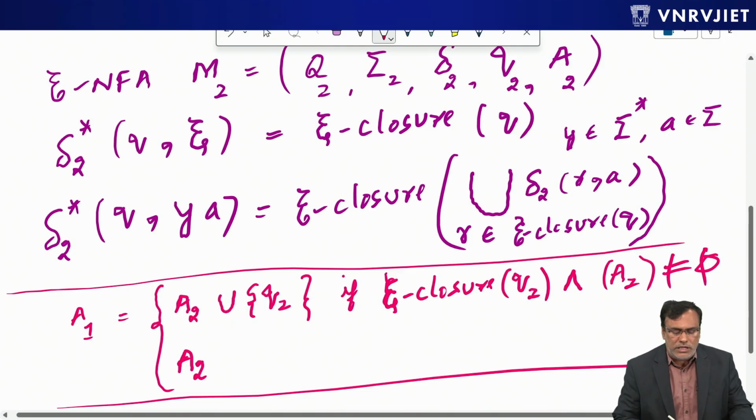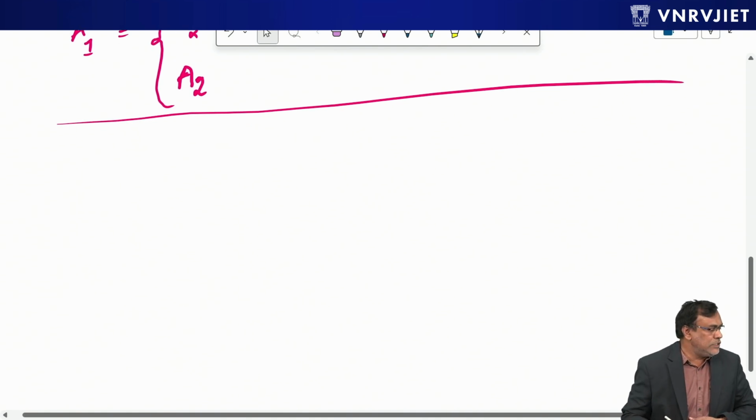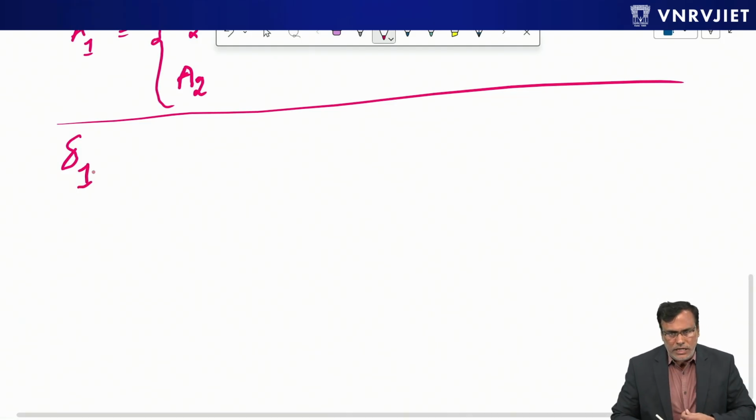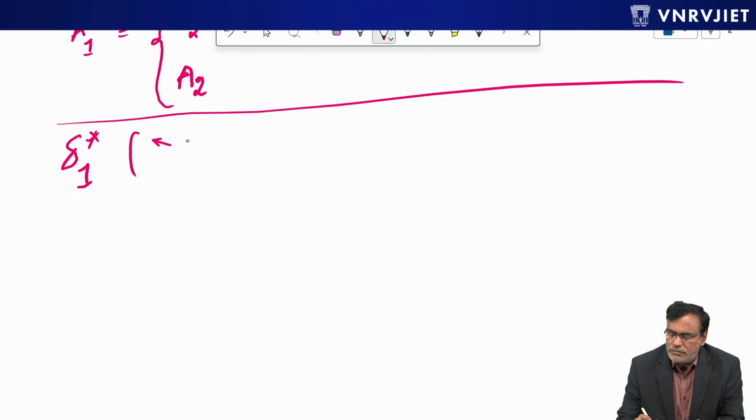With this knowledge, moving ahead, if they both accept the same language, what am I supposed to prove? I am using delta 1 for NFA and delta 2 for epsilon NFA. So if they both accept the same language, in the sense, delta 1 star of q, what happened?